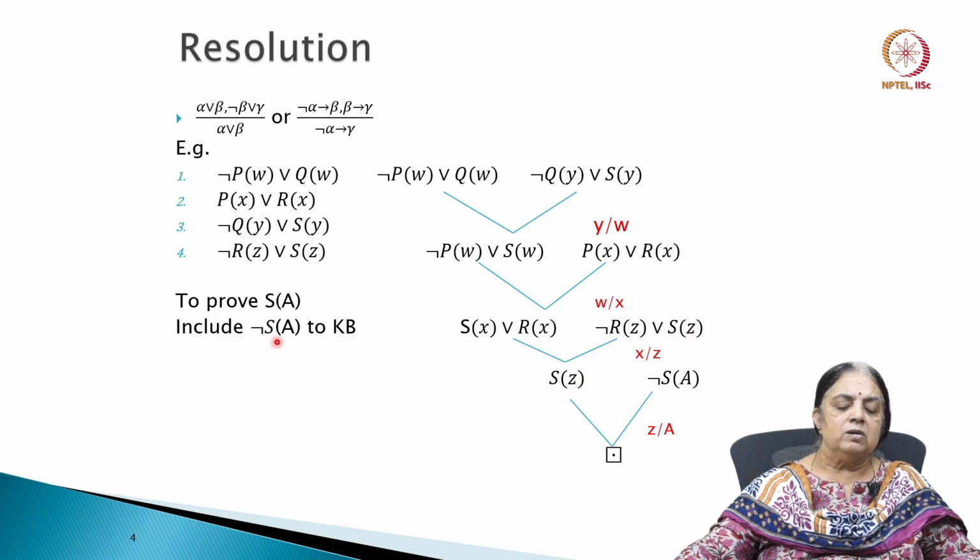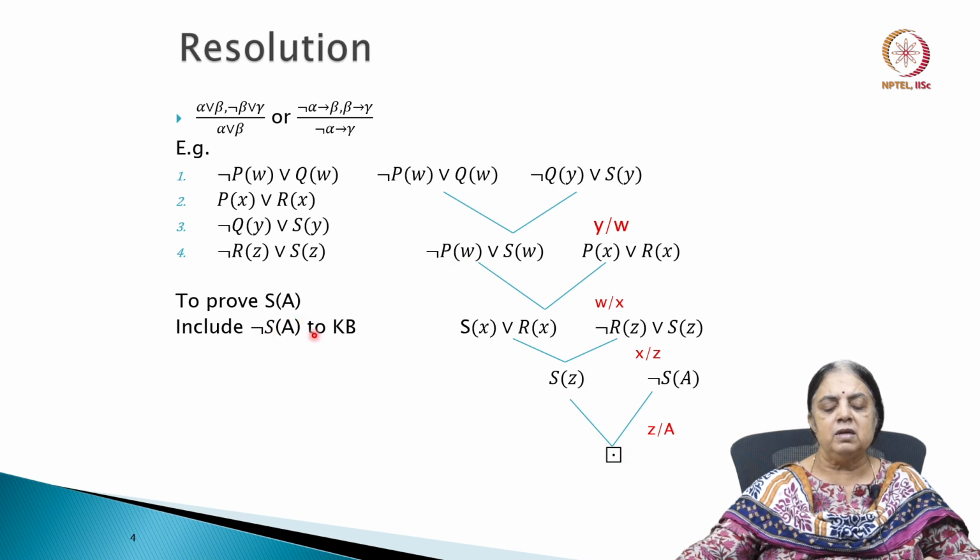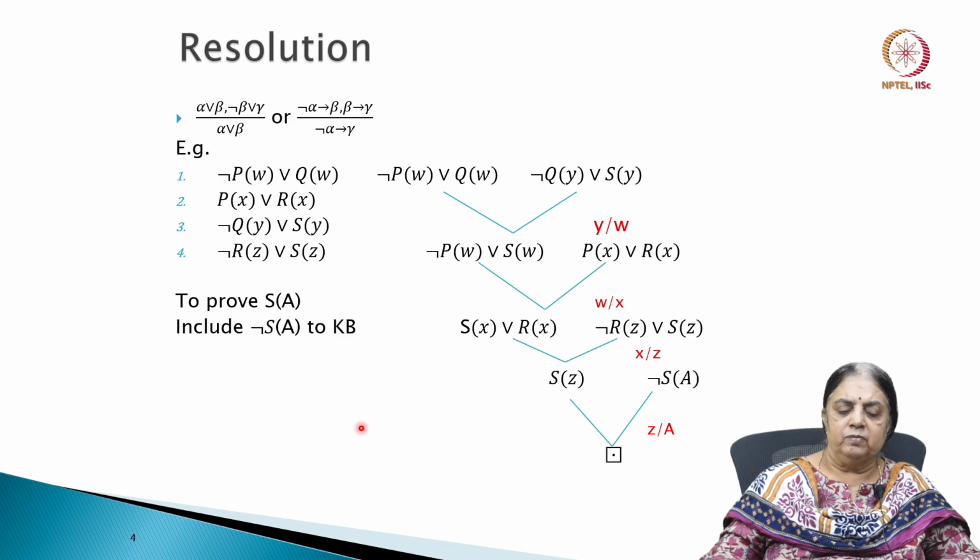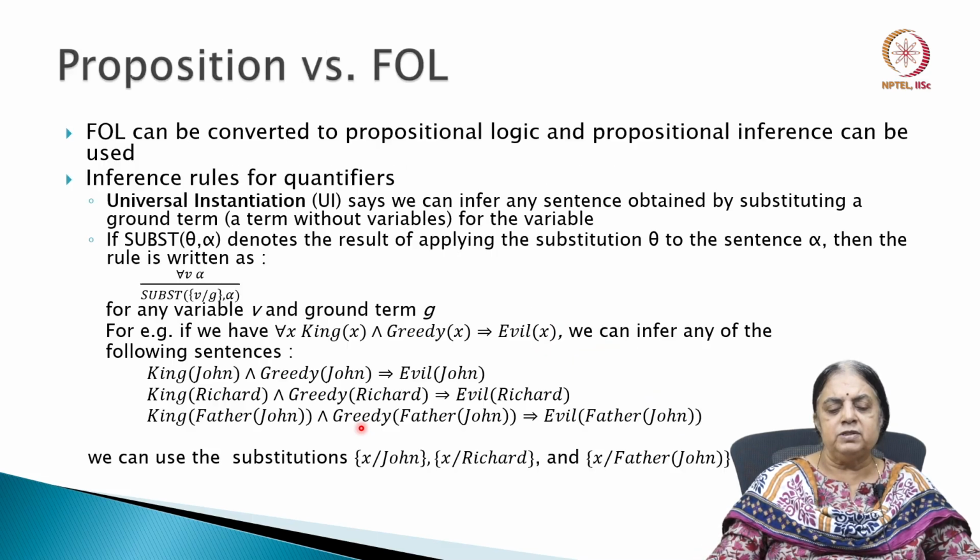And finally, you have included not S of a. So if you put not S of a, you are replacing z by a and you are getting S of a and not S of a, and therefore you will get a nil here. So once you get a nil here, it means that this is true. You need to prove S of a, and if you put not of S of a into the knowledge base and you get a nil, it means that whatever you want to prove is true.